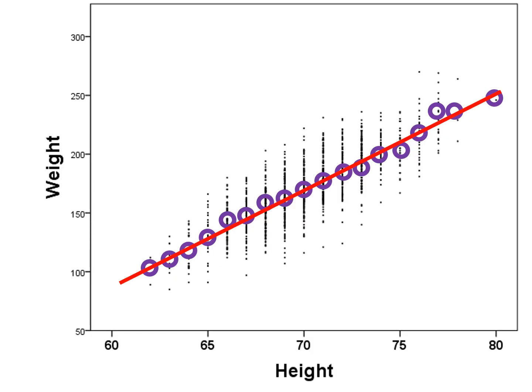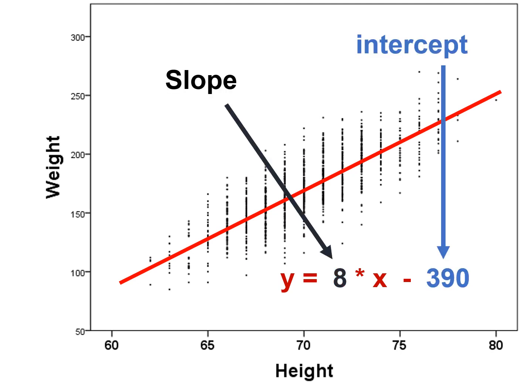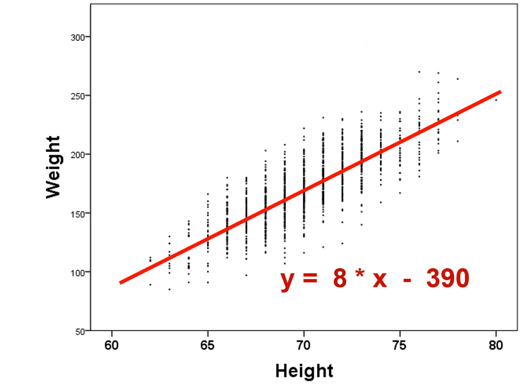So now we're ready to discuss the equation of the regression line. Here's the regression line with the conditional means. But now we're going to concentrate on the line and its equation. And as you know, every line on a scatter plot has an unstandardized equation. And here's the equation for this specific line. The slope of the line is 8, and its y-intercept is -390.